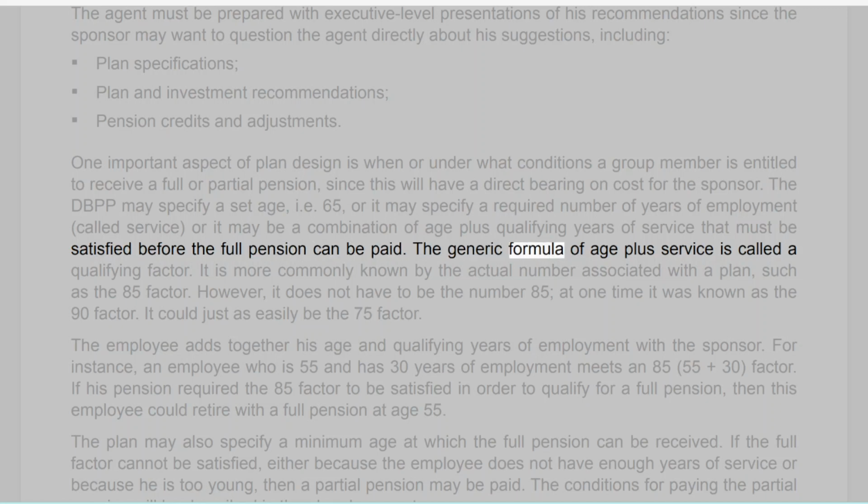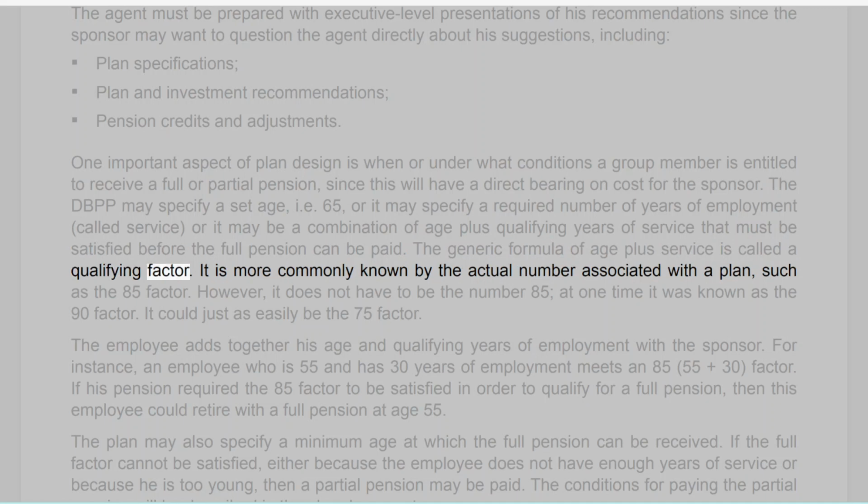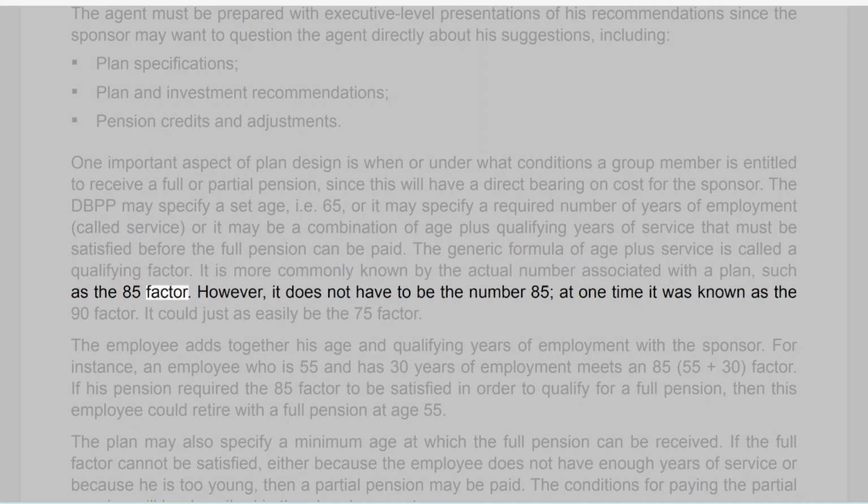The generic formula of age plus service is called a qualifying factor. It is more commonly known by the actual number associated with a plan, such as the 85 factor. However, it does not have to be the number 85, at one time it was known as the 90 factor. It could just as easily be the 75 factor.